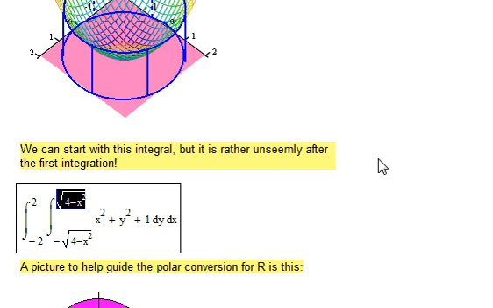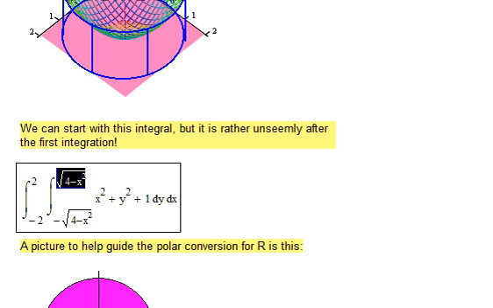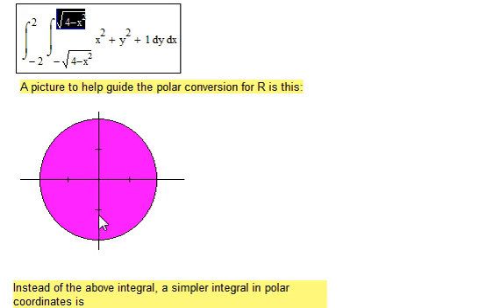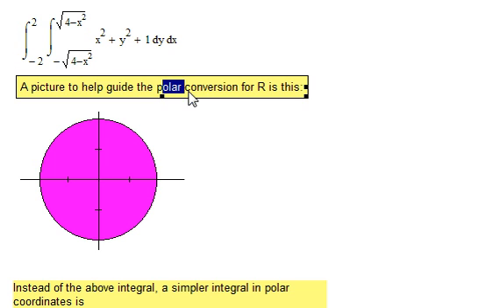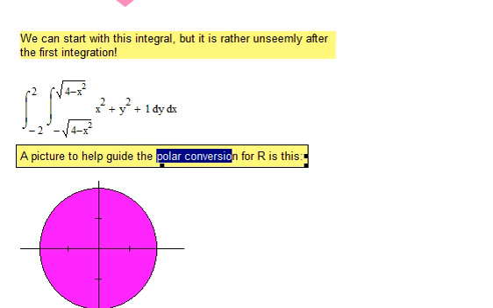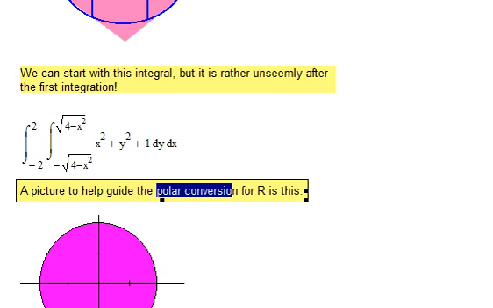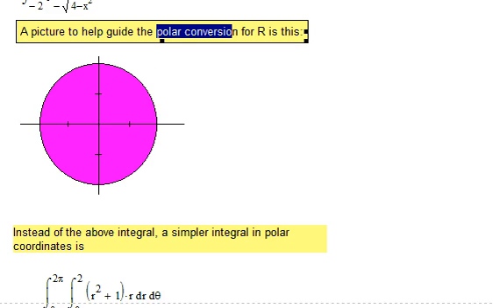And then I'm going to have to integrate that with respect to x. And I just don't relish doing a problem that's that ugly. So, this may guide me when I set up this whole thing in polar coordinates. Having this picture, remember this is the picture of the region R that's the bottom of this solid whose volume I'm trying to calculate.